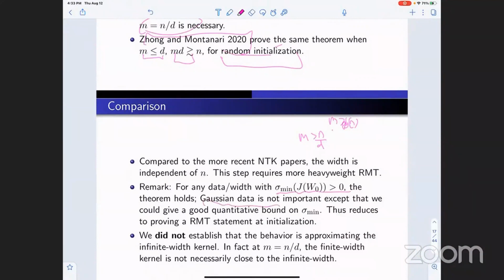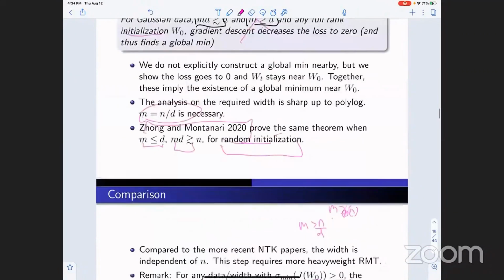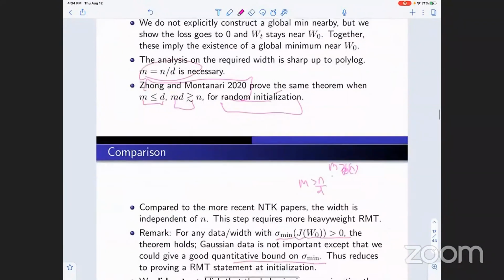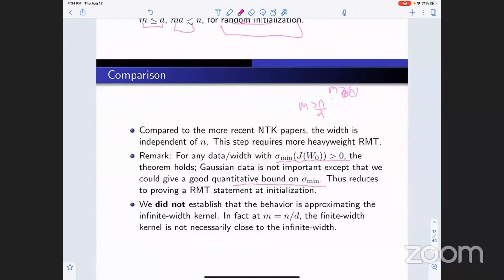Also you note that the optimization and the random matrix theory parts are very separated. So for any data set in which you can give a quantitative bound on sigma min, this theorem would apply. So I could equivalently change this theorem to: if sigma min of the Jacobian at theta 0 is bigger than something, then this holds true. Everything reduces to proving a lower bound on the minimum singular value of the Jacobian.